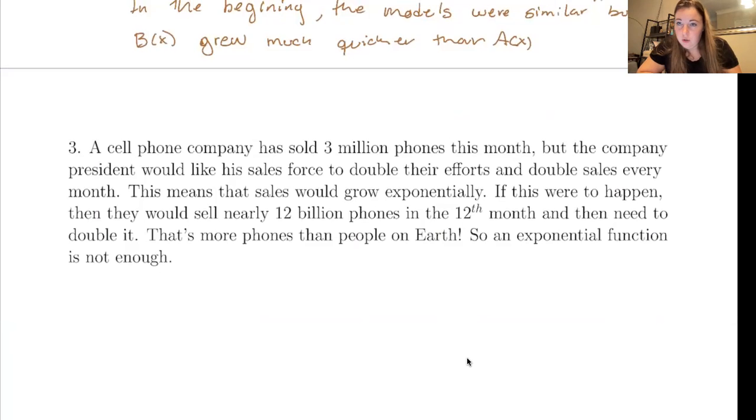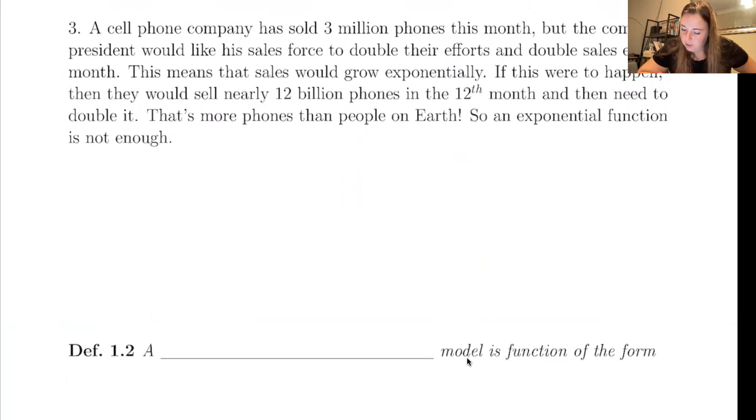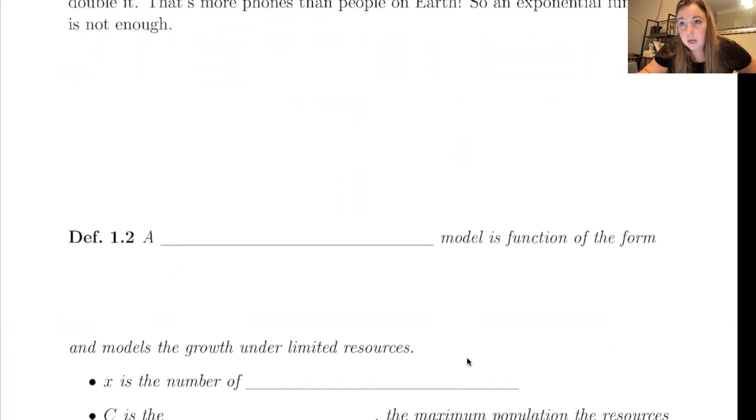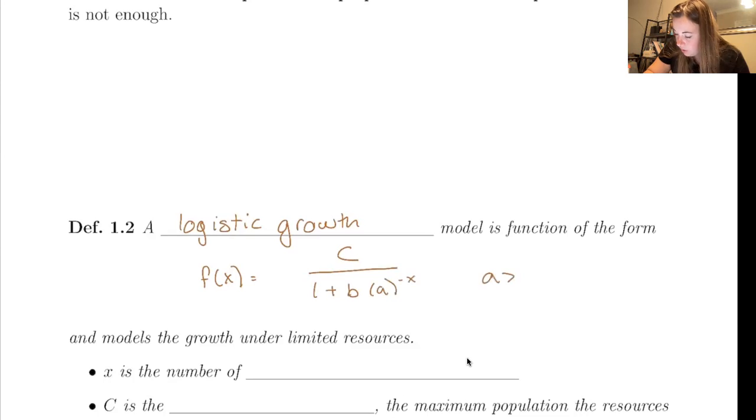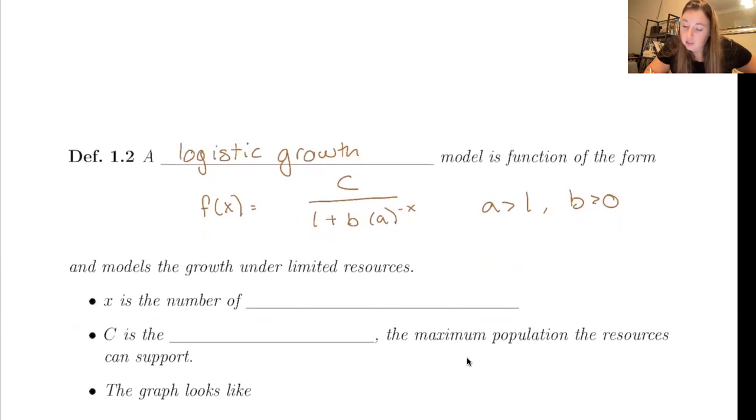All right. So we have a similar exponential model now. And this one is called the logistic growth model. The logistic growth model is of the form f of x, because it's a function, equals C over 1 plus B a to the negative x, where a is greater than 1 and b is greater than 0, right? It models growth under limited resources.